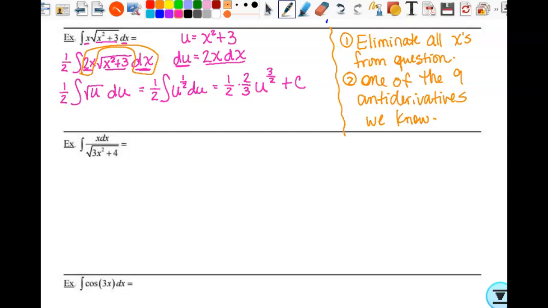Okay, so now that we have this, everybody else, any other questions? Those were all good questions. Okay, so I'm going to cancel these out, so this is going to give me 1/3. So now I have 1/3, and then instead of u, I'm putting my u back in. That's x squared plus 3 to the 3/2 power plus c.